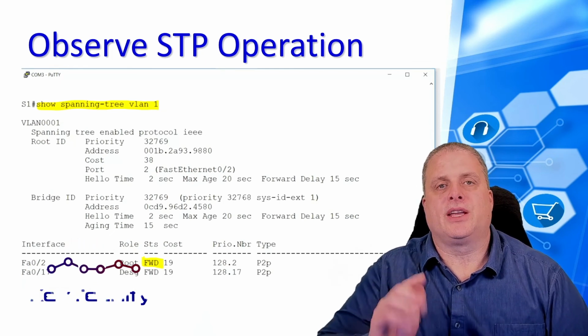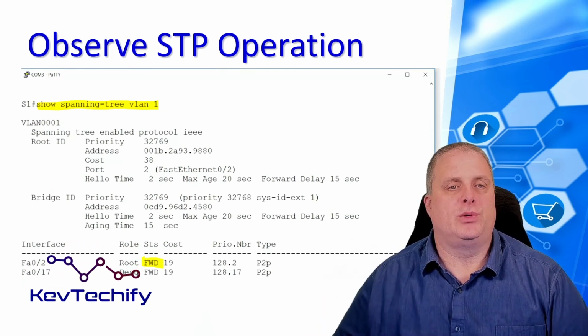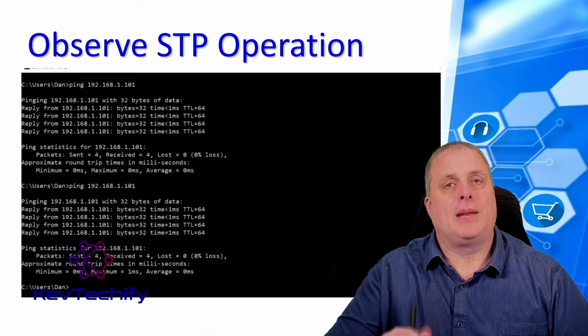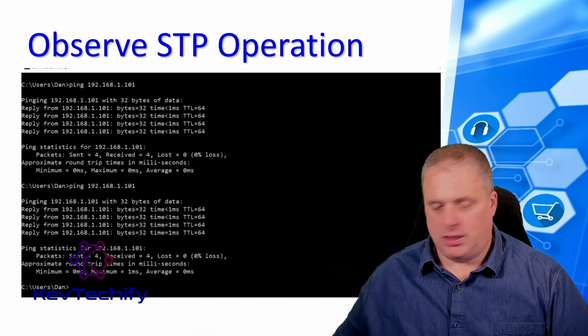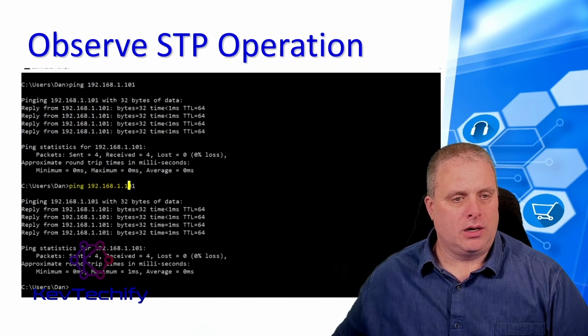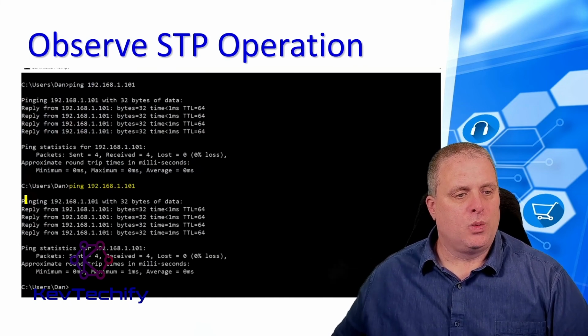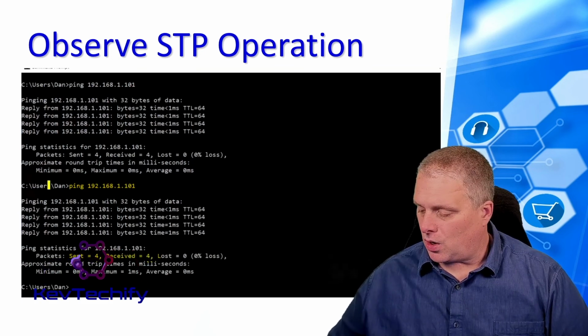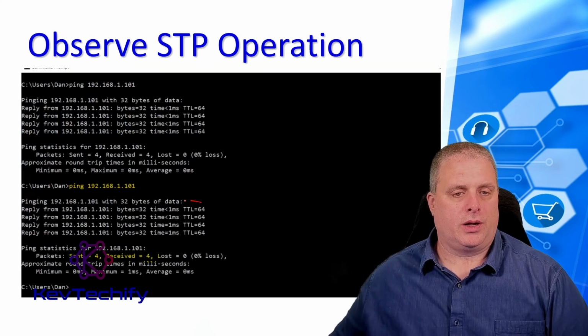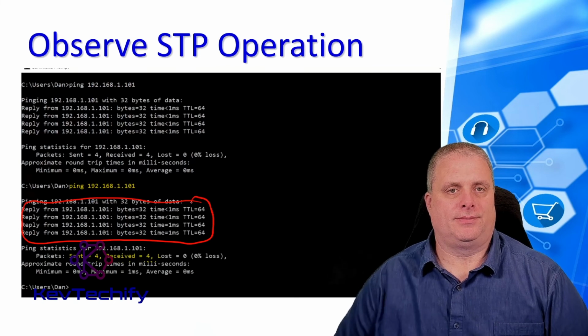Let's go ahead and see if I can still ping PC2 from PC1. Open up my command prompt on PC1. I ping PC2 the second time right here. And as you can see, we successfully did it. We sent 4, we received 4. They came back all good. We got all echo responses back, all 4 of them.